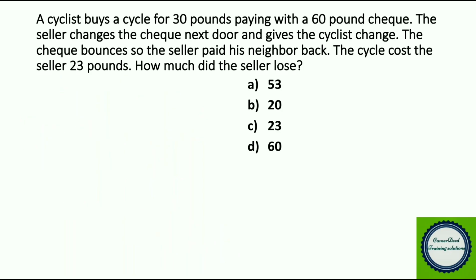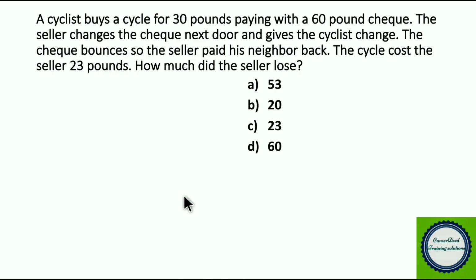A cyclist buys a cycle for 30 pounds, paying with a 60-pound check. The seller changes the check next door and gives the cyclist change. The check bounces, so the seller paid his neighbor back. The cycle costs the seller 23 pounds. How much did the seller lose? So it is a completely logical question, right?